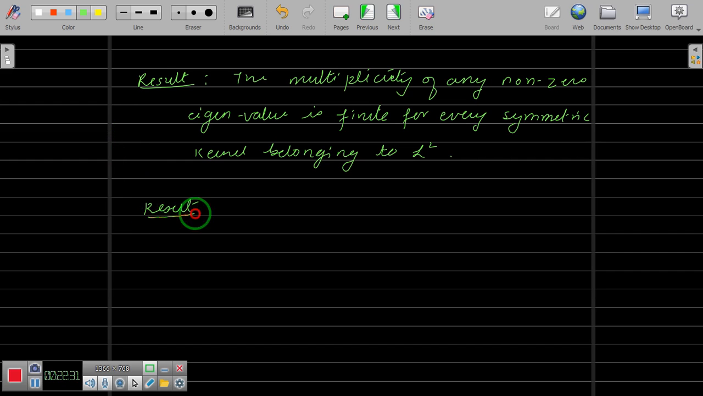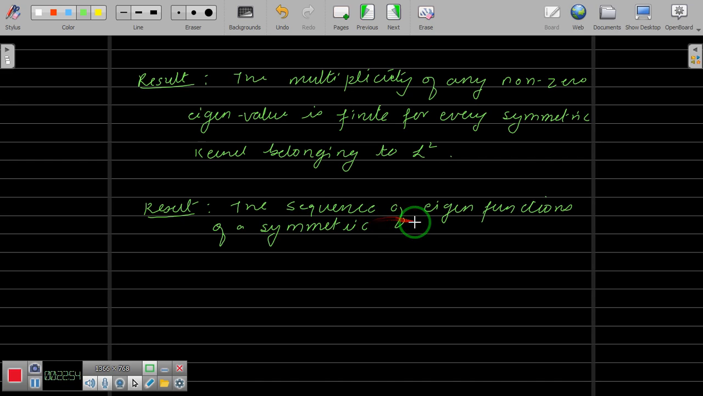Try to prove: the sequence of eigenfunctions of a symmetric kernel can be made orthogonal.